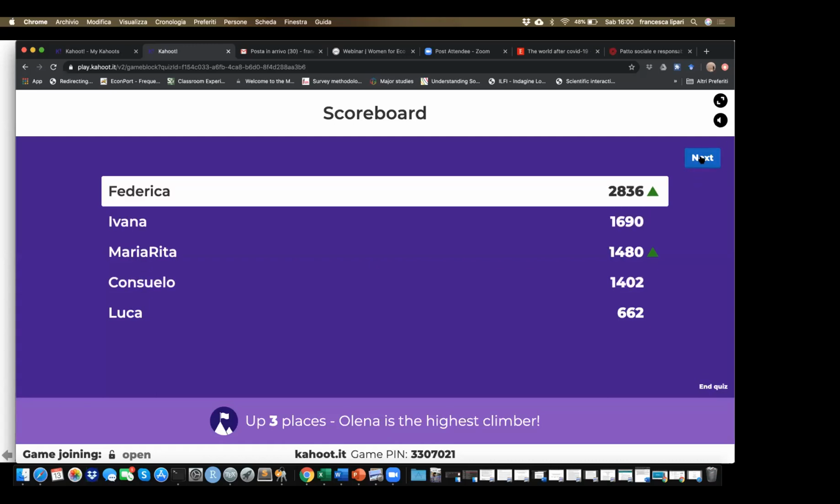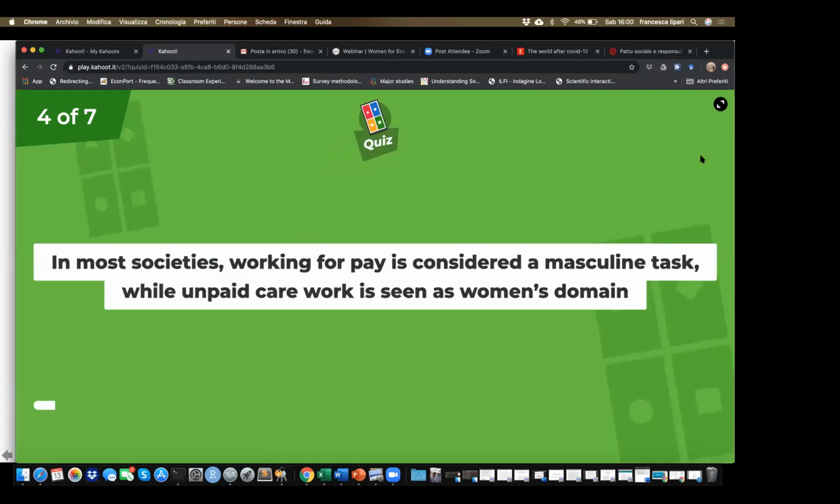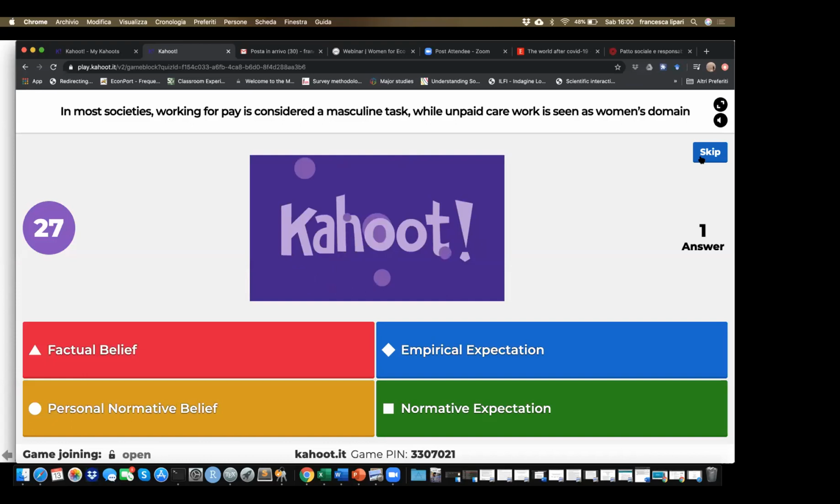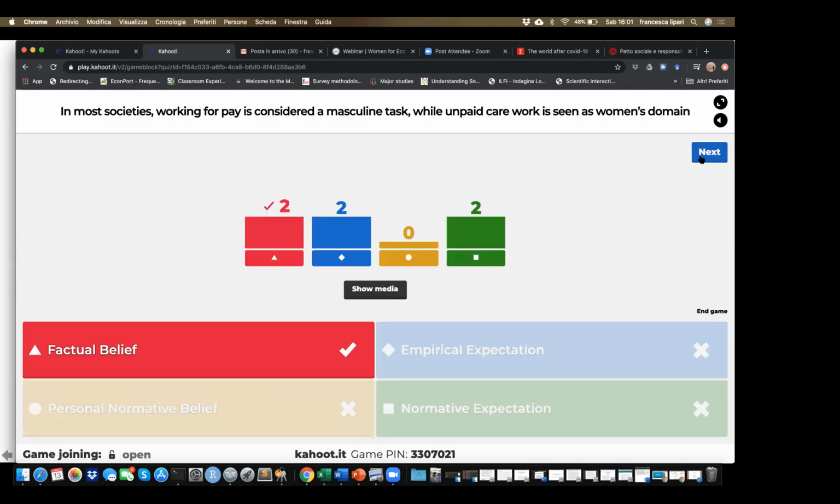Now Federica is driving the contest. Fourth: in most societies, working for pay is considered a masculine task, while unpaid care work is seen as a women's domain. What is it? A factual belief: this is the way it is. An empirical expectation: this is how people do. A personal normative belief: this is what I think is right. Or a normative expectation. It is a factual belief.